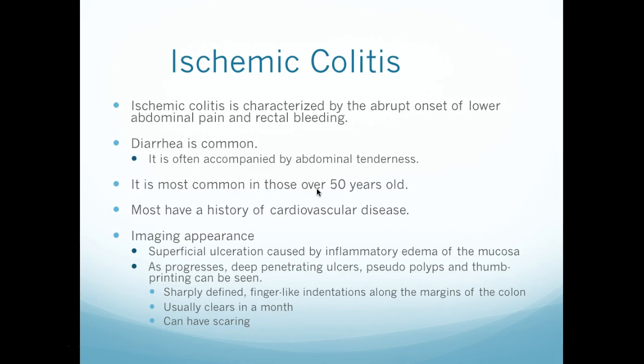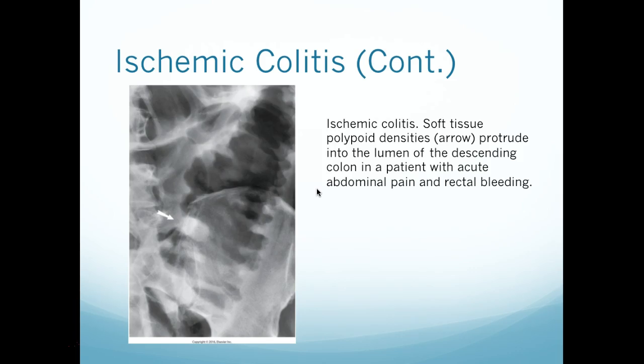So we'll talk about thumbprinting. It's sharply defined finger-like indentations along the margins of the colon. That is what we call thumbprinting. It usually clears in about a month, and some people can have scarring or adhesions.